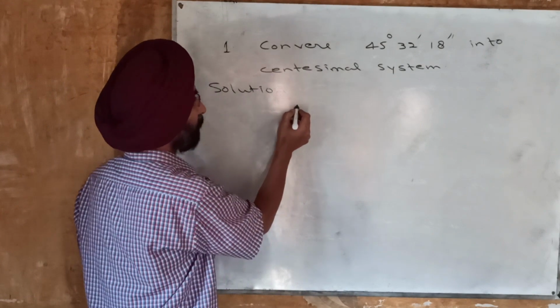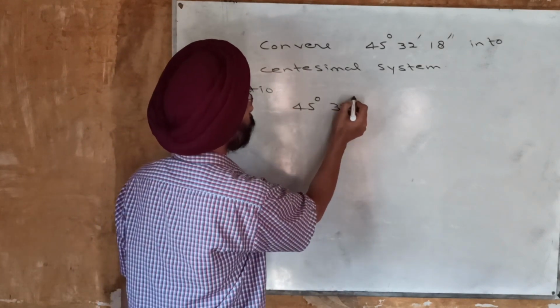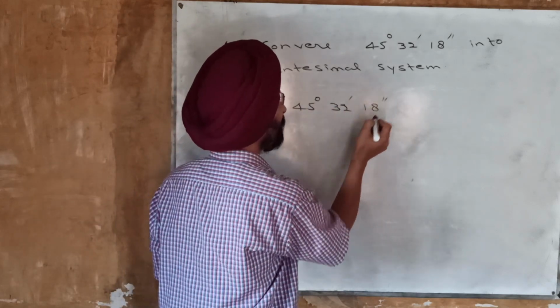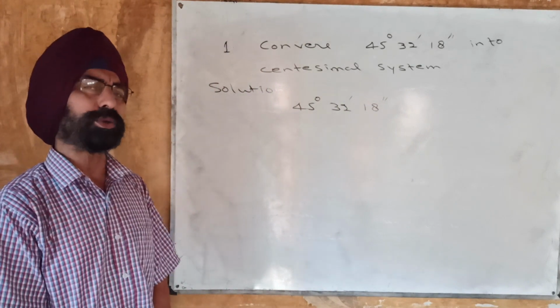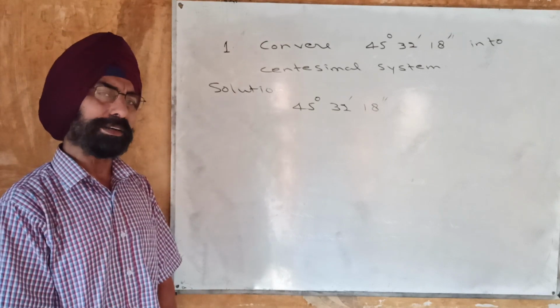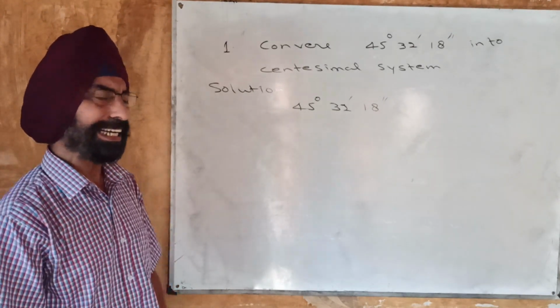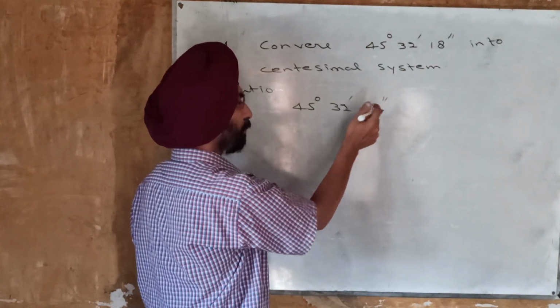These are 45 degrees, 32 minutes, 18 seconds. We know that 1 minute is equal to 60 seconds. So to convert seconds into minutes, what do we have to do? We will have to divide by 60. So we will divide this last 18 seconds by 60.